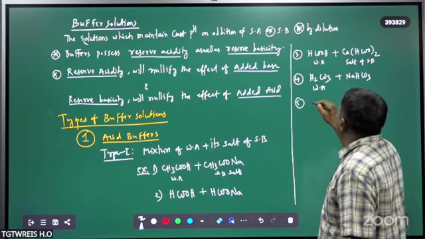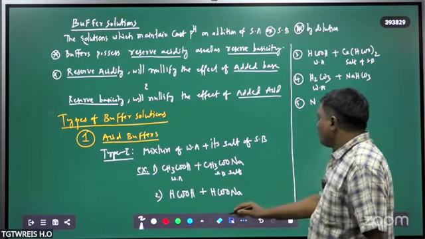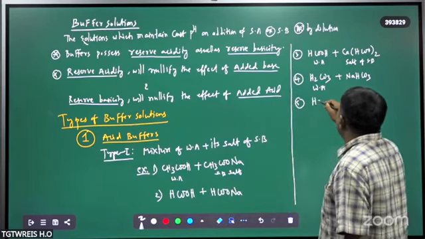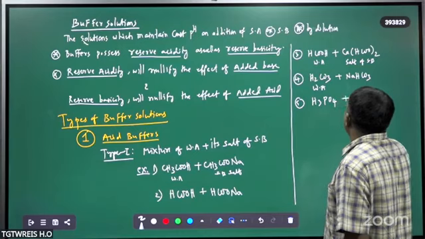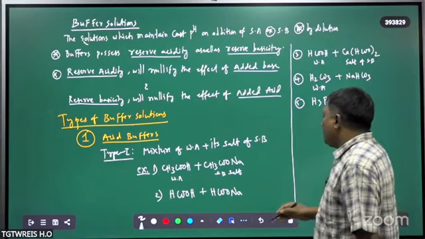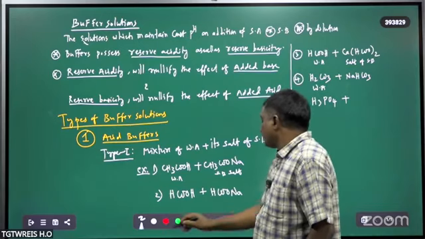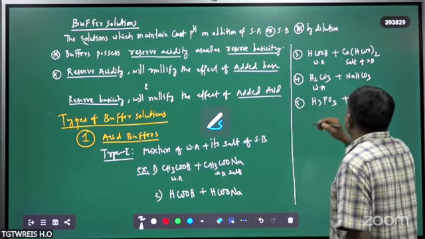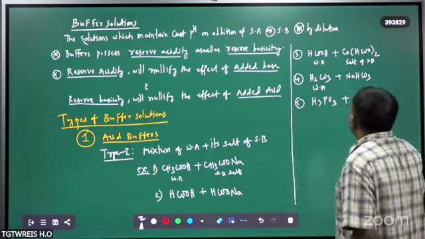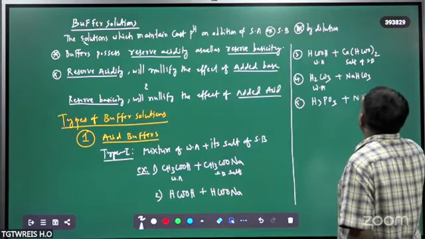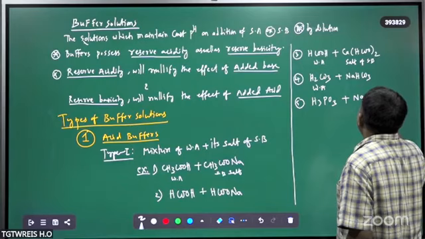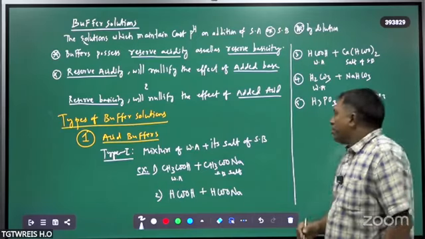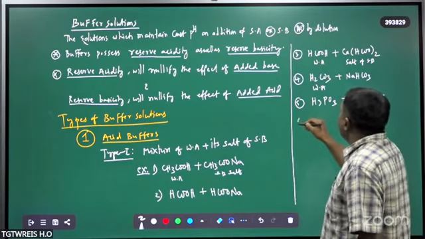And the fifth type is H3PO3, phosphorous acid, and Na2HPO3. It is the salt of a strong base. It also acts as a buffer.